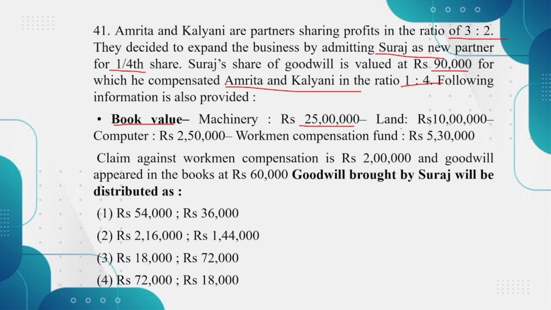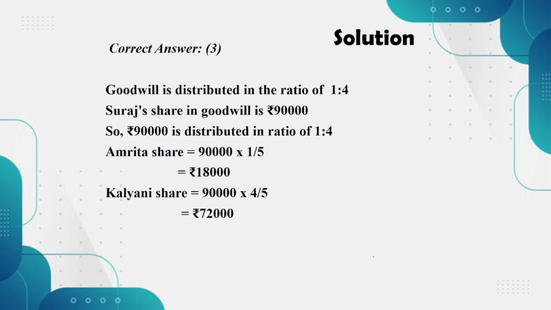Machinery 25 lakh, land 10 lakh, computer 2 lakh 50, workmen compensation 5 lakh 30. Claim against workmen compensation 2 lakh, and goodwill appeared in the books 60,000. Goodwill brought by Suraj will be distributed in the ratio 1:4. So please remember, answer is 18,000 to 72,000. This is the way we are distributing. 1:4 is the sacrificing ratio we are using.